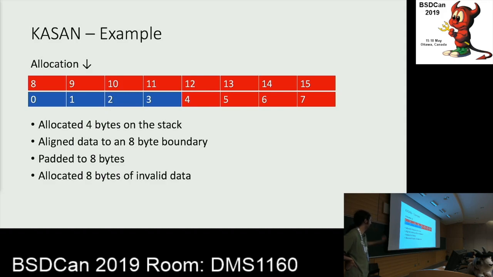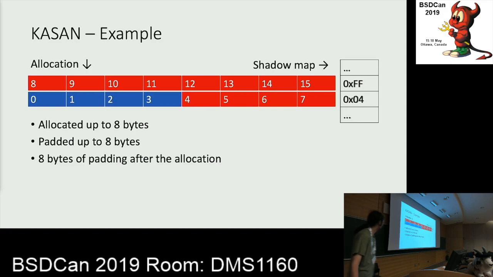That means the first 4 bytes there, blue, are data you can read and write to without anything bad happening. If you accidentally were to try reading any of the other values, then the kernel should at least warn you that you're doing something silly. So we'll put these values into your allocation, and it will say in the shadow map, I have 4, which means 4 bytes valid, and FF, which means invalid.